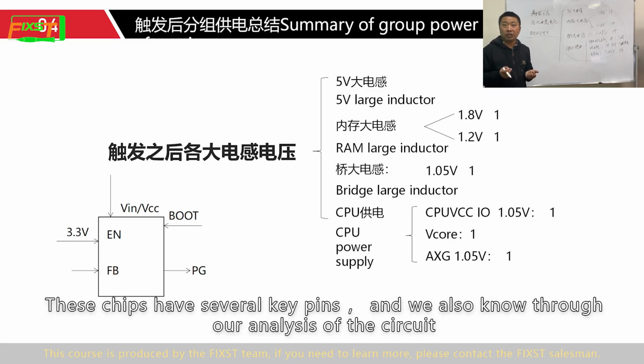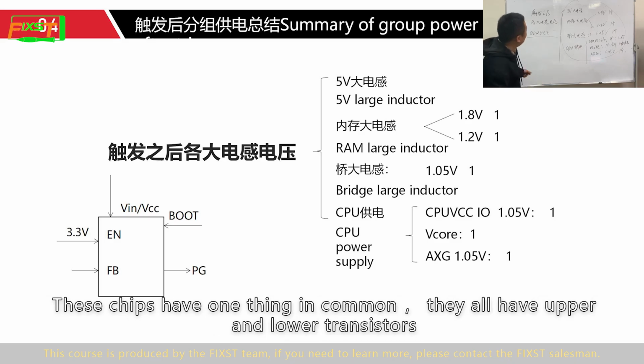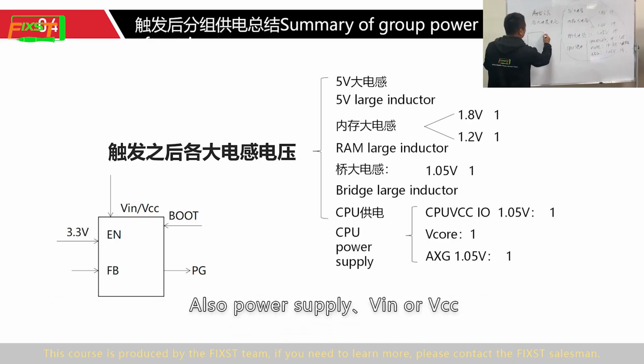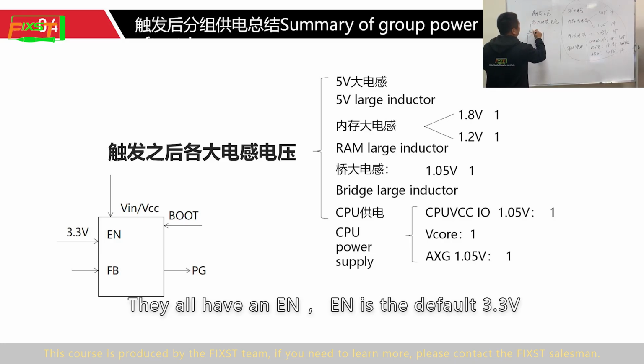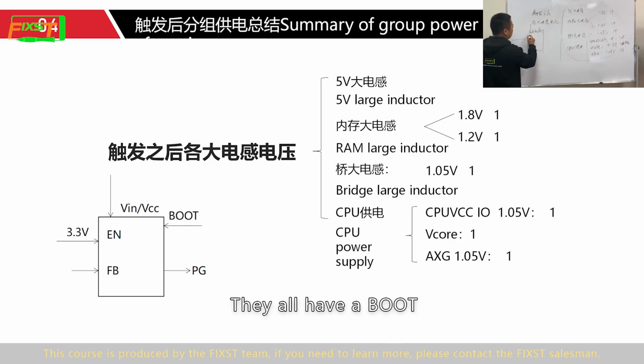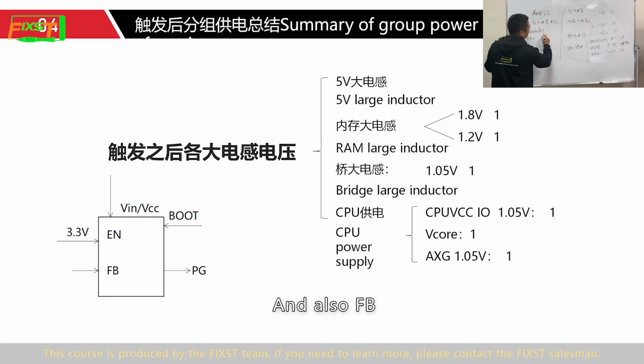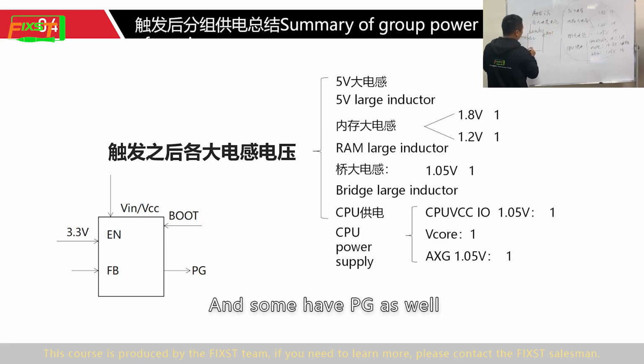These chips have several key pins, and we also know through our analysis of circuit. These chips have one thing in common. They all have upper and lower transistor. Also power supply, VIN or VCC. They all have an EN. EN is the default 3.3 volt. They all have a boot. and also FB. And some have PG as well.